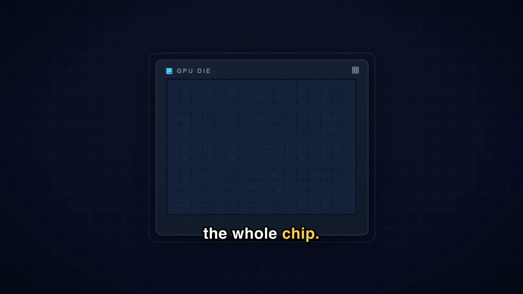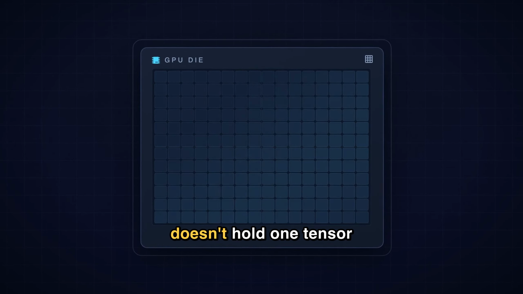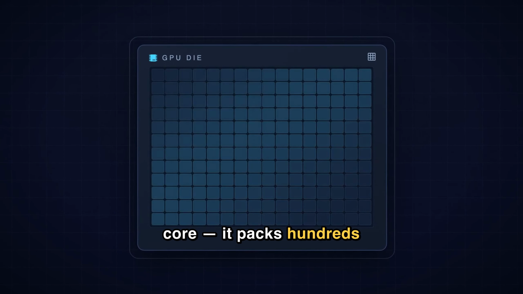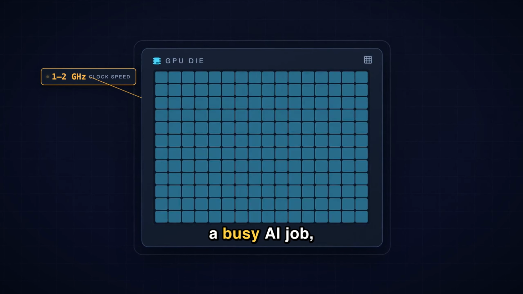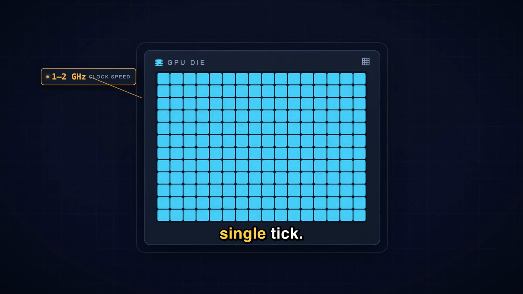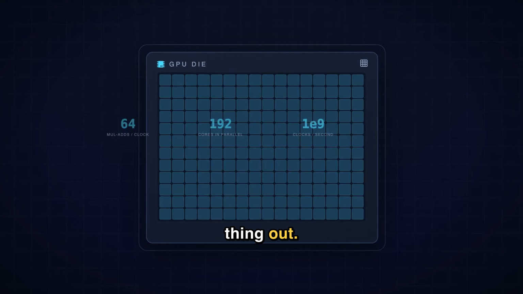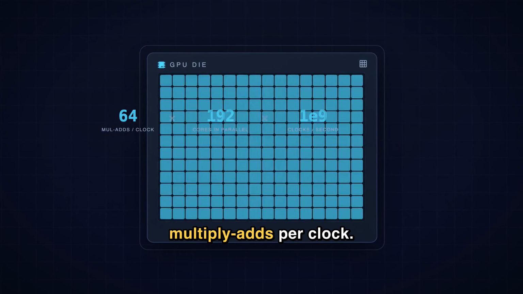Now zoom out to the whole chip. A single modern GPU doesn't hold 1 tensor core. It packs hundreds of them side by side. They're clocked near 1 to 2 billion ticks per second. And on a busy AI job, they're all firing every single tick. Let's multiply the whole thing out. Each core does 64 multiply-adds per clock.